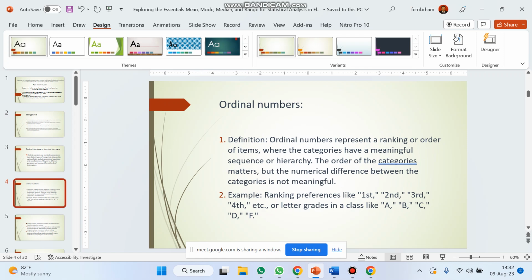So here's the definition. An ordinal number represents the ranking or order of items where the categories have a meaningful sequence or hierarchy. The order of categories matters, but the numerical difference between the categories is not meaningful. For instance, first, second, fourth, or letter grades A, B, C, D. So there is no meaningful relation between the numbers.